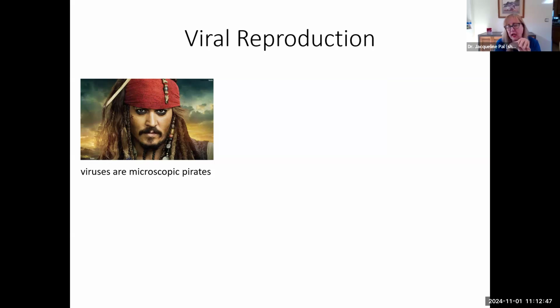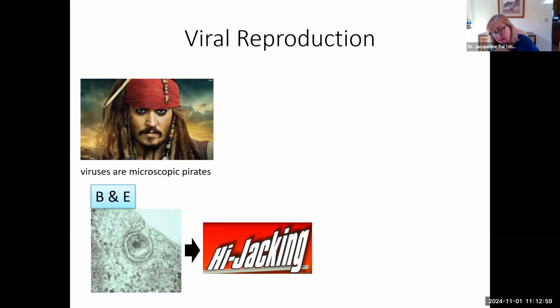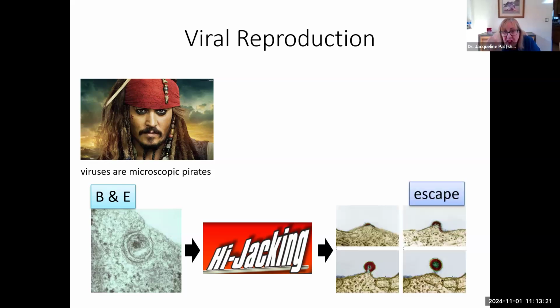So like Captain Jack, what does he do? Well, they commit a lot of crimes, don't they? So a little breaking and entering into the cell. Then it hijacks the cell and tells the cell, do what I want you to do. And what is it I want you to do? Well, pirates are a little narcissistic. And what they want you to do is to make a lot of them. Just make a lot of them. Okay? And once you've made thousands of copies of them, then they're going to escape to break and enter into other cells. So what does this look like in a scientific drawing?